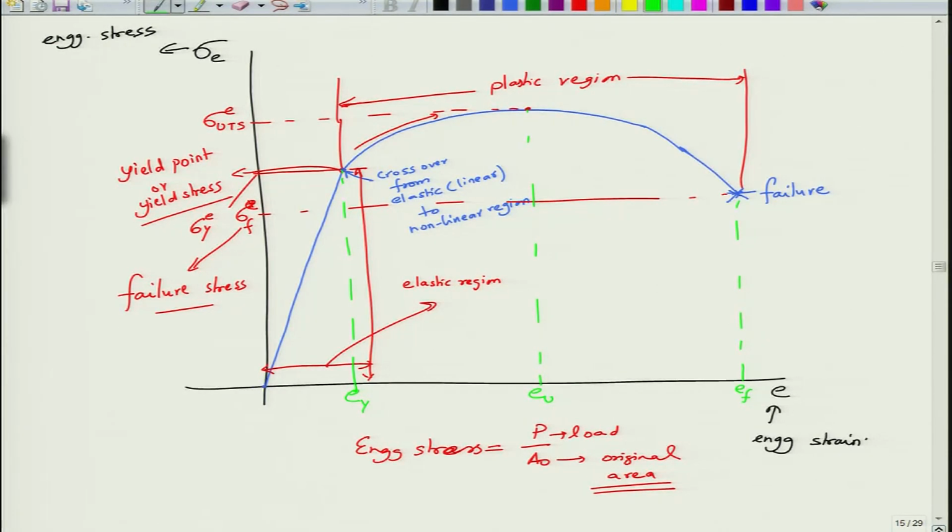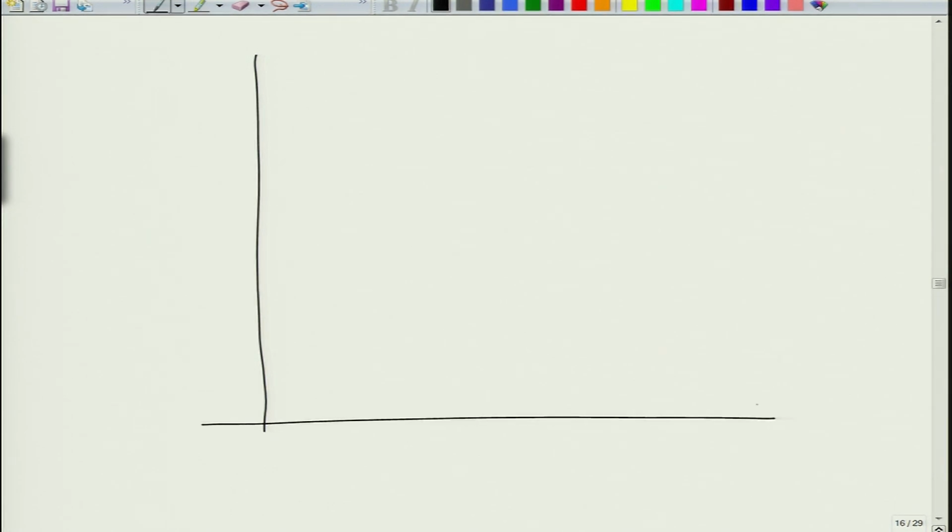These are the corresponding parameters that we measure from this stress strain curve. This is called the engineering stress strain curve. We can determine various things from this plot. This has become a little crowded, so we can make another one. Let us say this is sigma E, this is epsilon.